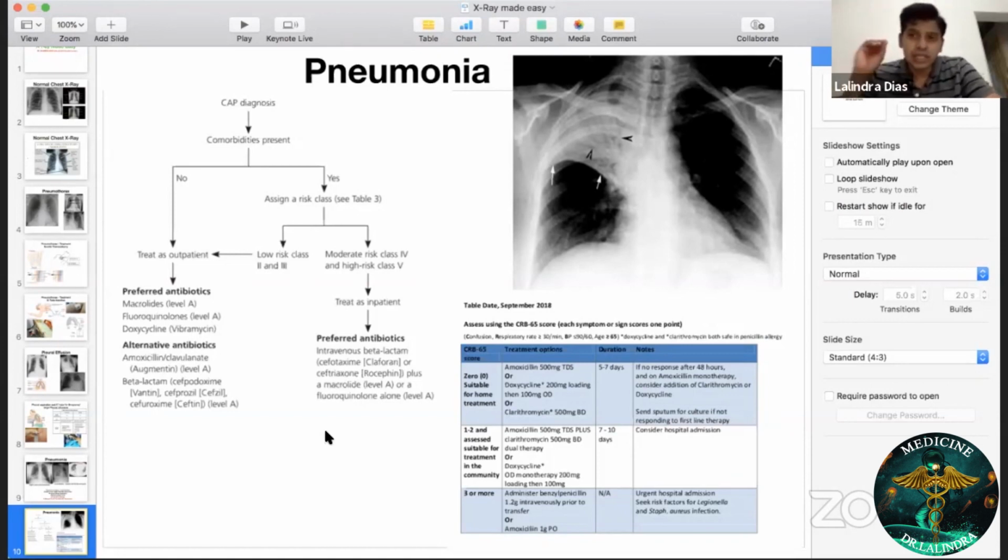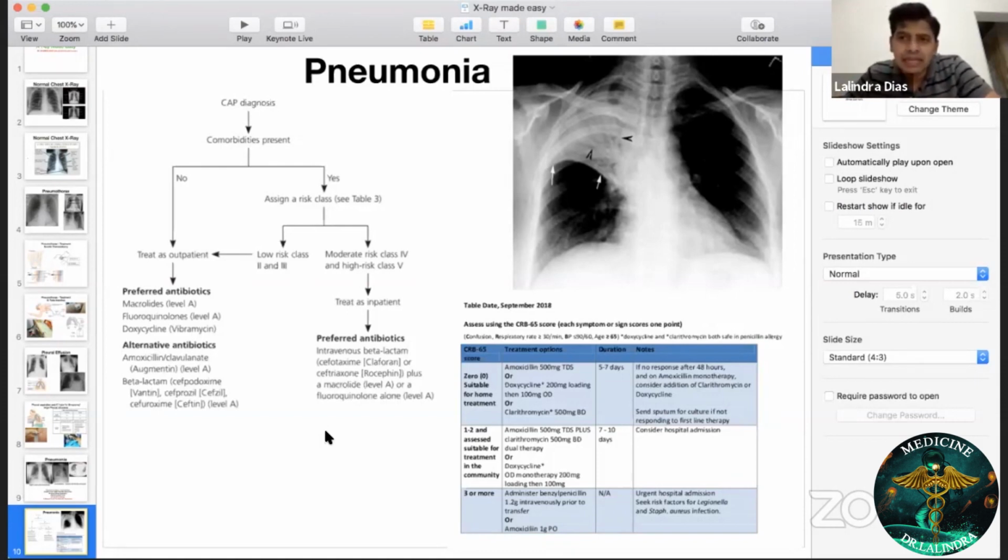If the patient is acutely unwell, you have to take blood cultures as well. You have to take sputum for culture. You take blood for culture, but you don't wait until the result comes, because the culture report comes only after 48 to 72 hours. So before the culture report comes, you take the blood culture and start on broad spectrum IV antibiotic.